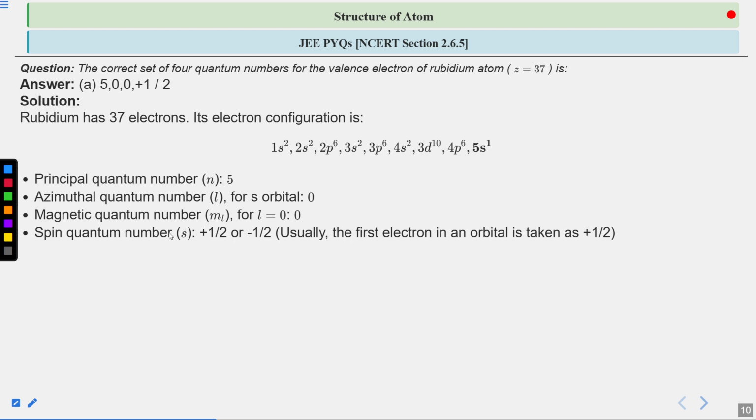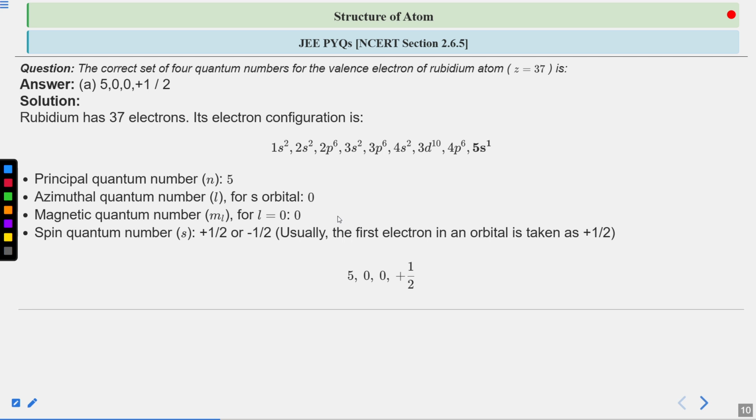Now the spin quantum number, the fourth quantum number, represented by s. For this 5s1 we have either plus half or minus half, and usually the first electron in an orbital is taken as plus half, so we are considering plus half here as the fourth quantum number value. Okay, so these are the 4 quantum number values associated with the valence electron of rubidium, which is 5s1. So the correct answer is option A, representing the 4 quantum numbers 5, 0, 0 and plus half.